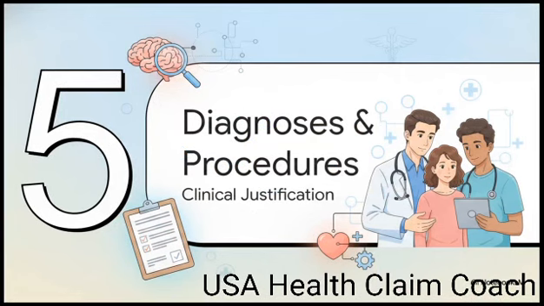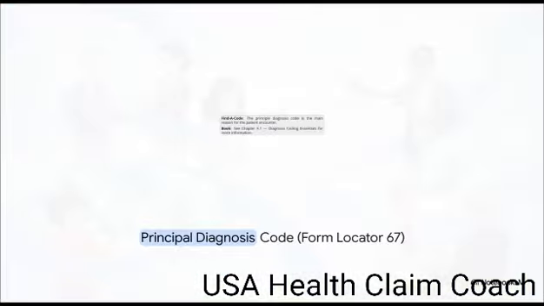Okay, Section 5, Diagnosis and Procedures. Time for the clinical justification. The absolute anchor of this clinical section is Form Locator 67, the Principal Diagnosis Code. This needs to be the main ICD-10 CM code that is fundamentally responsible for the patient's admission and the services rendered. And remember, it has to be coded to its absolute highest level of specificity. No vague codes here, folks.